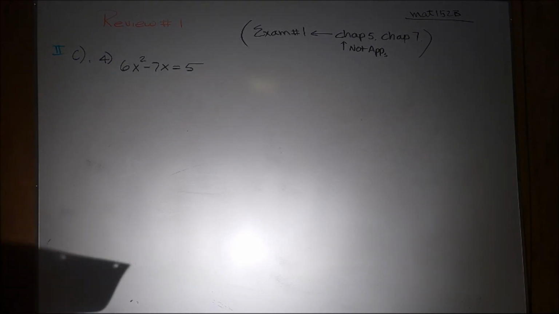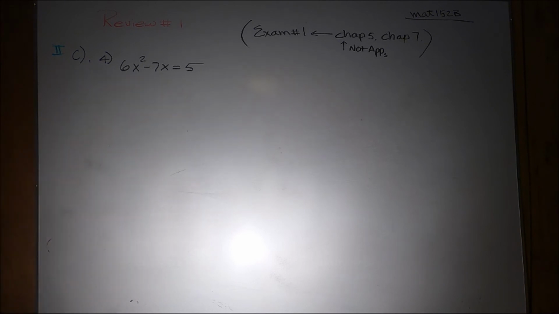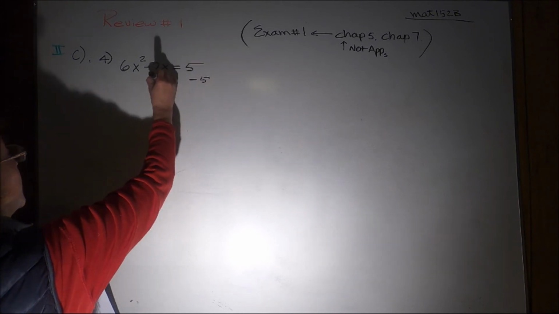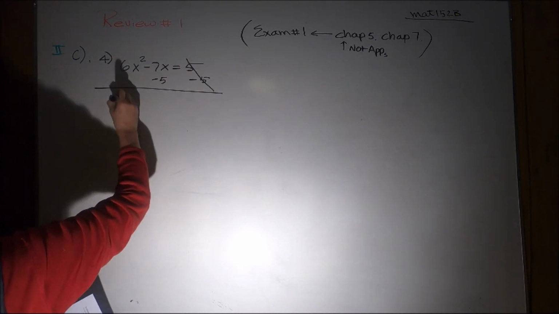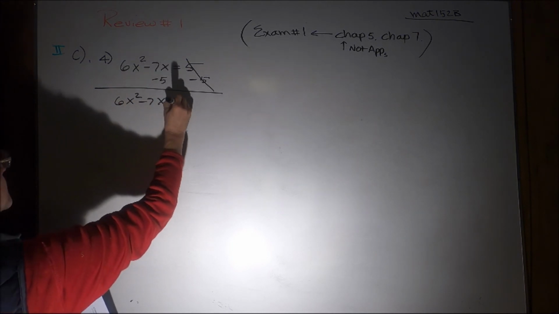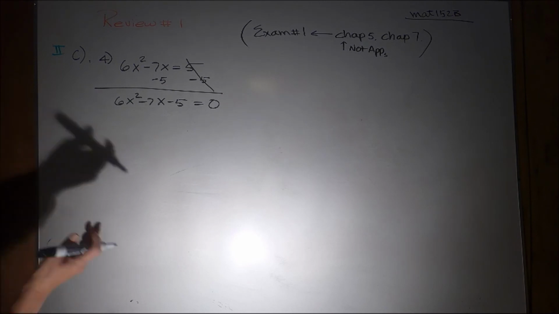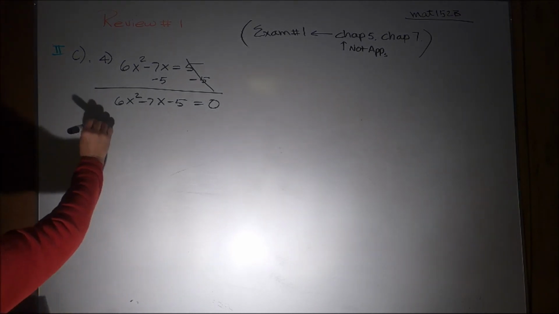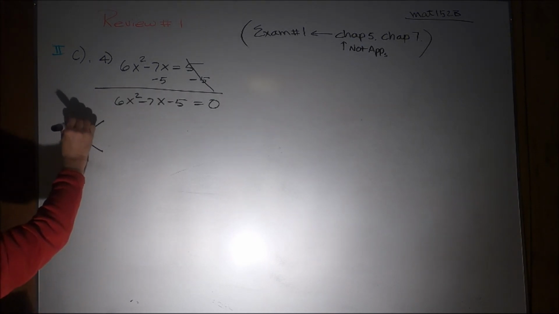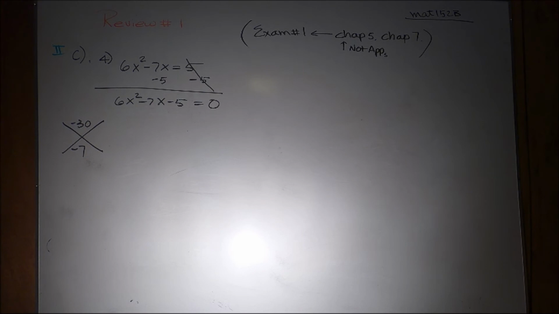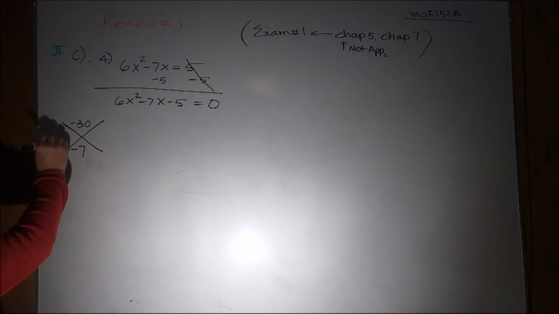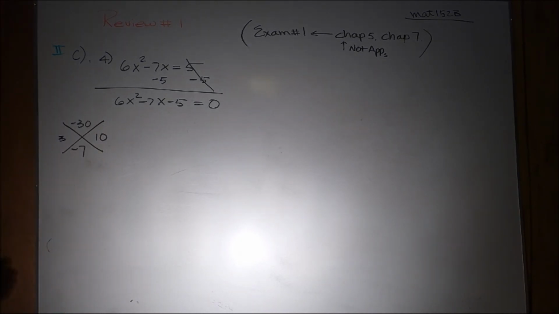Let's look at number 4. Quadratic equation, but not in standard form. Right? So we subtract 5 first, so make one side 0. Right? Then we have a what? Trinomial. Then we do AC. So 6 times 5, negative 30. B is negative 7. Which two numbers will work? 3 and 10, right? Which one is positive, which one is negative? 10 is negative, 3 is positive.